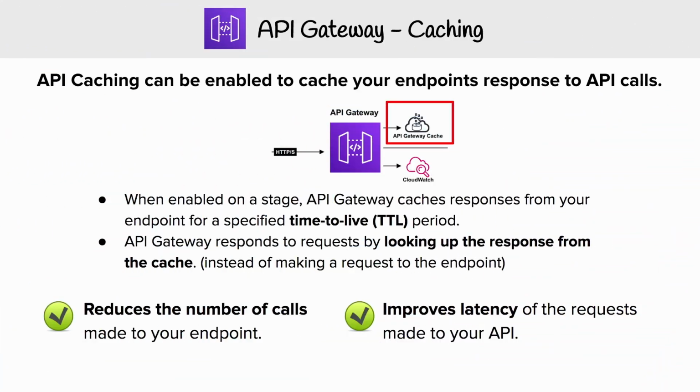So to get a bit of cost saving and a bit less of a burden on your API, you can turn on API Gateway Cache, so you can cache the results of common endpoints, okay? When enabled on a stage, API Gateway caches responses from your endpoint for a specific TTL, okay? That's just a period of expiry, or time to live. API Gateway responds to requests by looking up the responses from the cache instead of making a request to the endpoint. The reason you're going to want to do this is it's going to reduce the number of calls made to your endpoint, which is going to save you money, and it's going to improve latency for requests made to your API, which is going to lead to a great experience. So definitely you might want to turn on API Gateway cache.